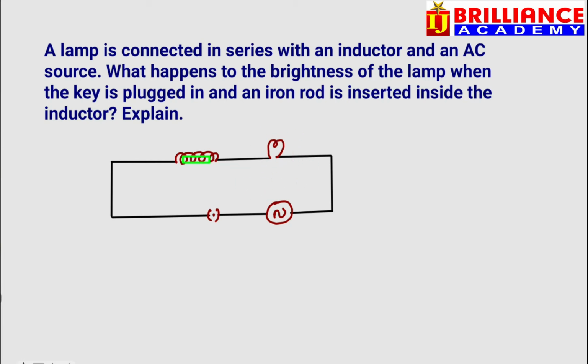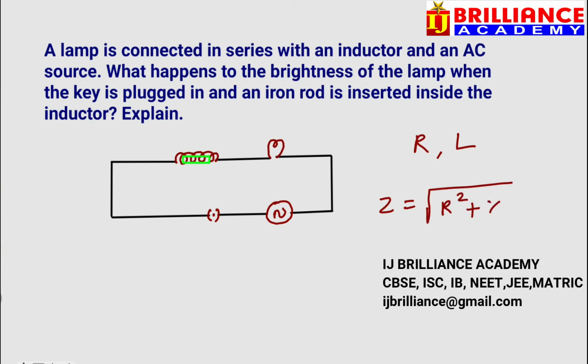That is the question. You know very well, it is an AC source connected with an inductor. So it is R and L, a resistor. The bulb has a resistance and an inductor, so we can categorize it as an RL circuit. And you know very well the formula for the AC impedance: Z is equal to root over R squared plus XL squared.